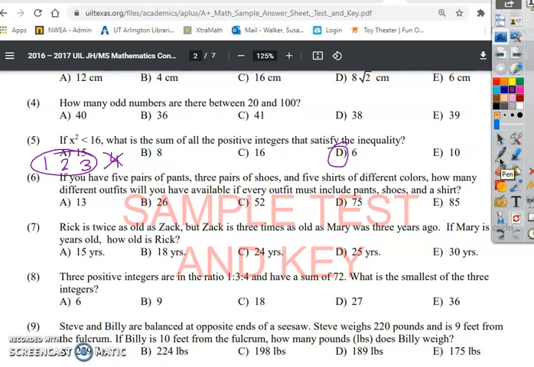It says if you have 5 pairs of pants, 3 pairs of shoes, and 5 shirts of different colors, how many different outfits will you have available if every outfit must include pants, shoes, and shirts? So generally this is one when in 7th grade that we would do something like a tree diagram. But instead of that, to get your total possible outcomes, you do something called the counting principle. Okay? I have 5 pairs of pants, 3 pairs of shoes, and 5 shirts. Okay? So if you multiply all of those individually, 5 times 3 is 15, 15 times 5, you get 75. So maybe, if you haven't done this in a while, this is something new that you can take. Okay?